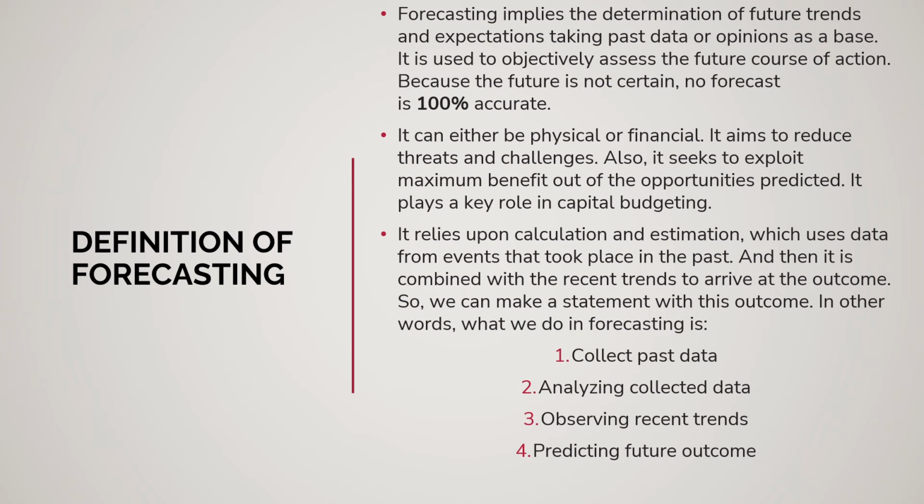It relies upon calculation and estimation, which uses data from events that took place in the past, and then it is combined with the recent trends to arrive at the outcome. So we can make a statement with this outcome. In other words, what we do in forecasting is collect past data, analyze collected data, observe recent trends, and predict future outcome.